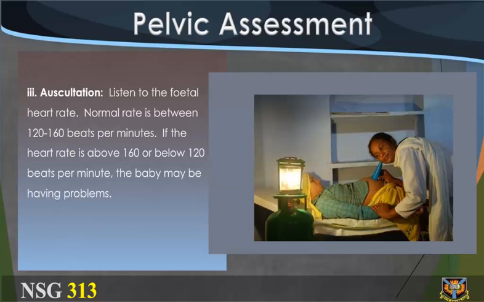Auscultation. Listen to the fetal heart rate. Normal rate is between 120 to 160 beats per minute. If the heart rate is above 160 or below 120 beats per minute, the baby may be having problems.